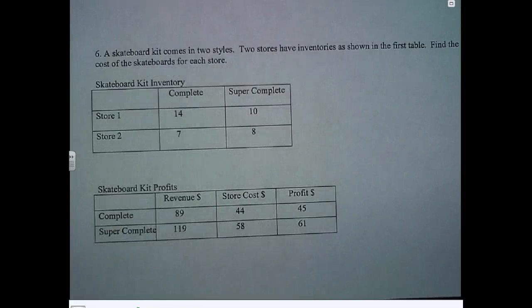All right, so on this particular part, guys, this is more real life. Think about the fact that maybe, let's read this. A skateboard kit comes in 2 styles. 2 stores have inventories as shown in the first table. So in other words, here's store 1, and we're talking about skateboard kits. Store 1 sells 14 complete kits and 10 super complete. Store 2 sells 7 complete and 8 super complete.